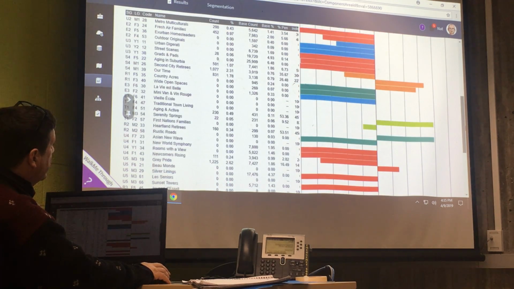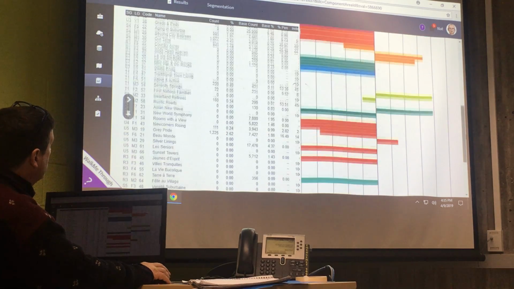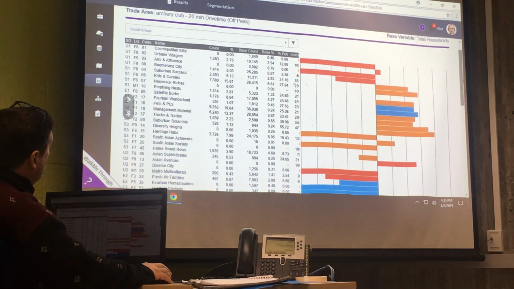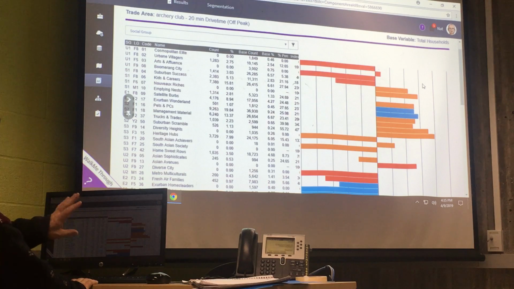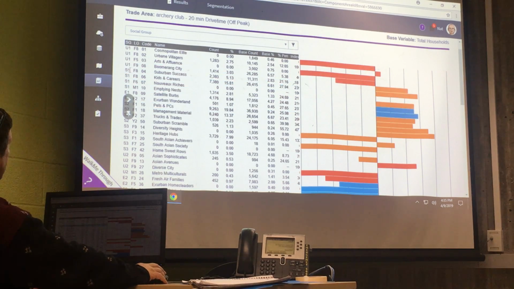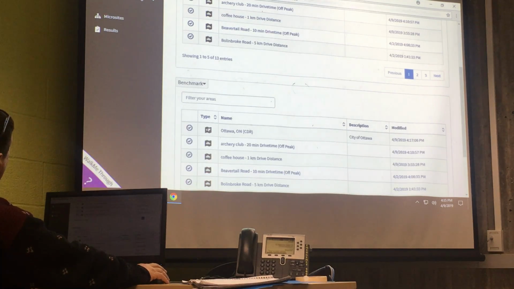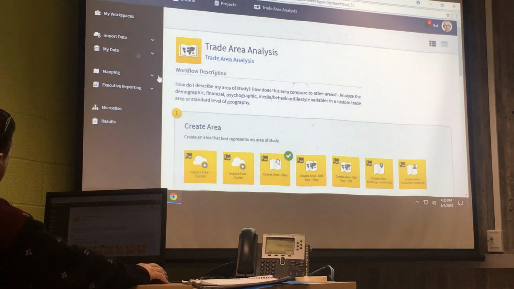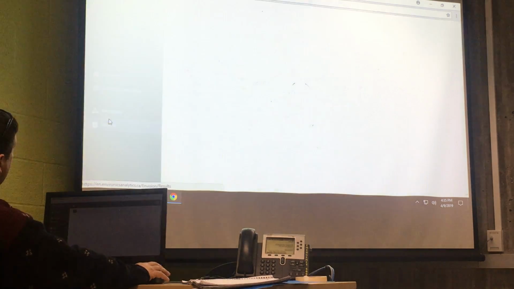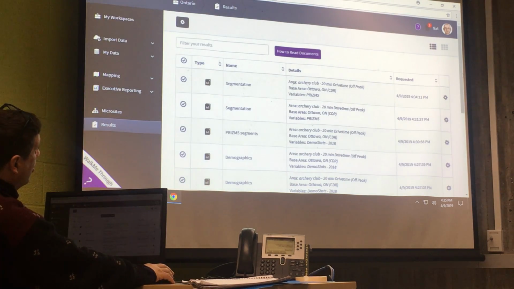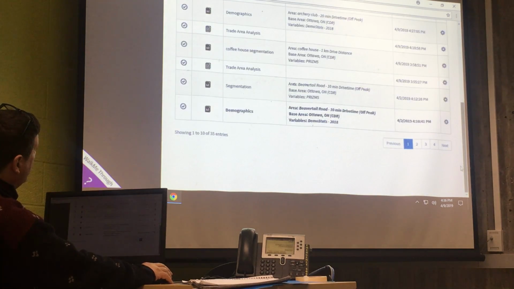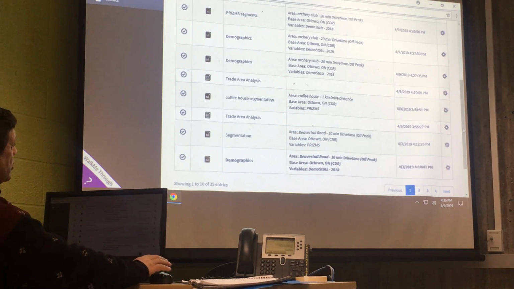These colors indicate the different segments as well. So it just tells you which segment is more likely to be in this area versus the other ones. So that was executive reporting. And these are all the different reports that we've asked for.